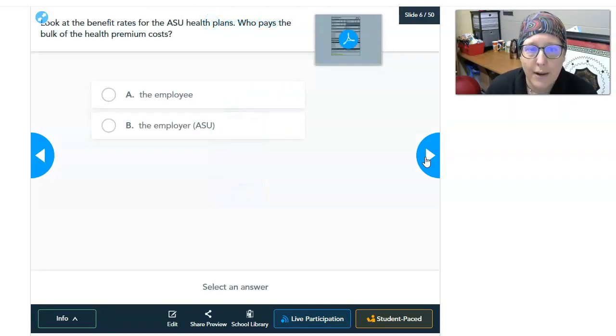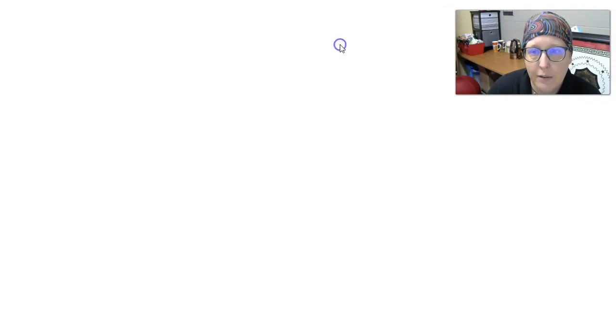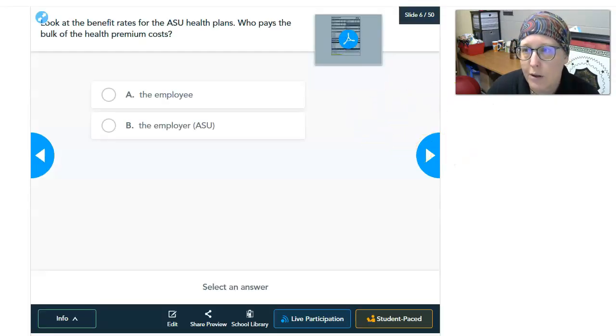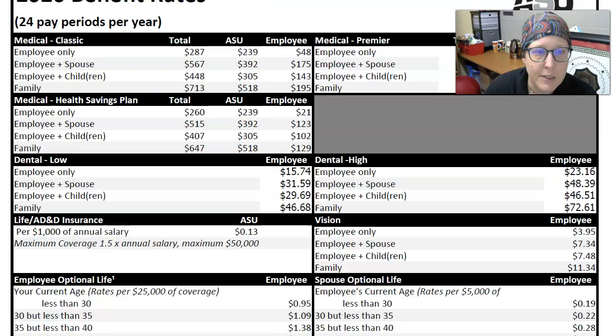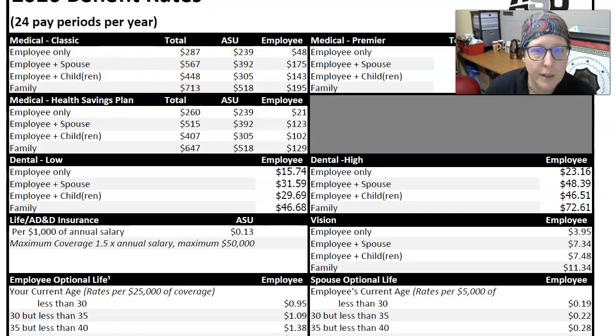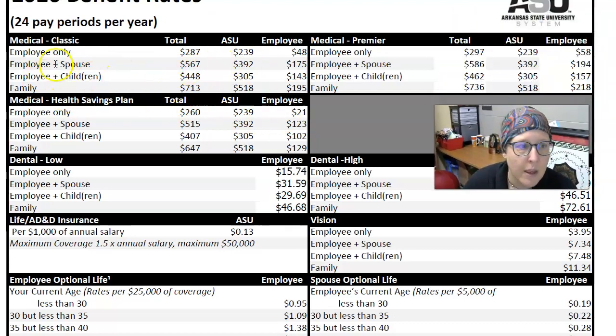Okay, so I'm going to show you the benefit rates for the ASU plan. If you're on your Nearpod, you can click that. Who would pay the bulk of the premium costs there? Let me open that real quick for you. Give me just a second. This thing is going to take a minute to pop up. And here we are. I'm going to move the window slightly here for just a minute.